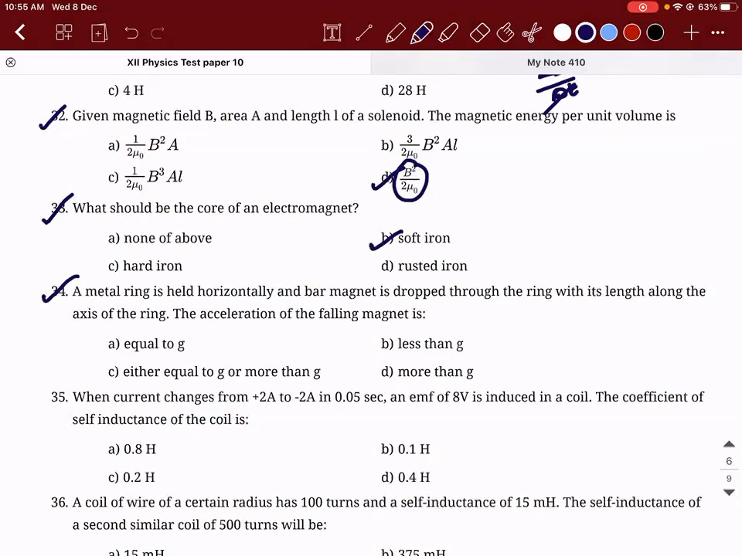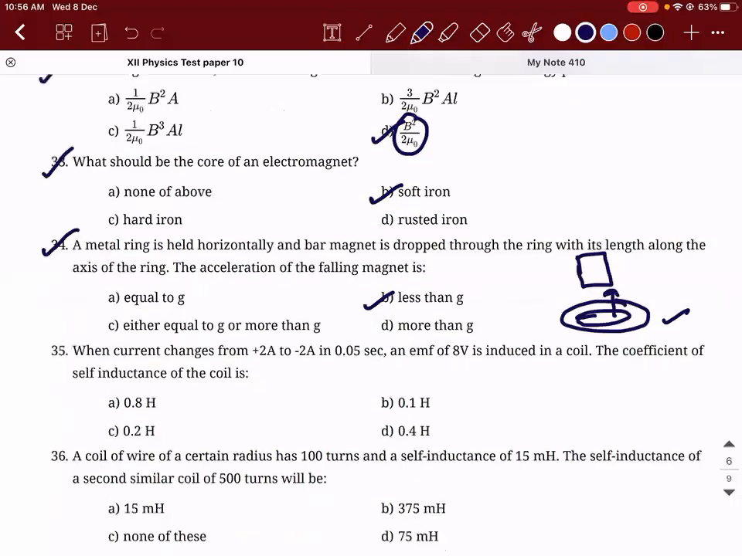34th. A metal ring is held horizontally and a bar magnet is dropped through the ring with its length along the axis of the ring. The acceleration of the falling magnet will be? It will induce flux, it will increase. Due to it, a magnetic field will get induced here, which will oppose the cause. Had this not been there, it would have fallen with a value of G. But there is an opposition acting, so it will travel with a value lesser than G. It's not Lorentz force, it's Lenz law. Lorentz force comes when a charged particle is moving in a magnetic field.